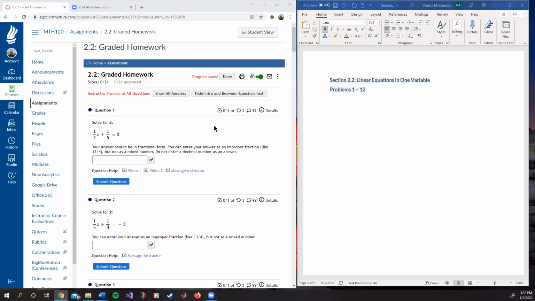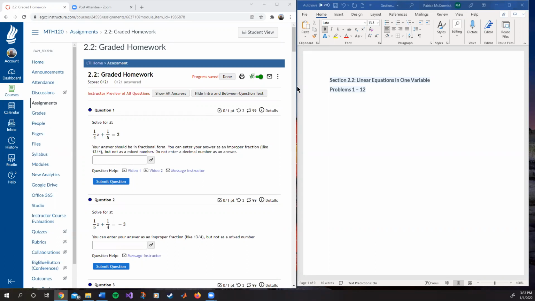Okay, class, so this is section 2.2 graded homework. Now this section actually has 21 problems, so we're going to break this apart into two sections. This video is going to take care of problems 1 through 12, and then part 2 will take care of problems 13 through 21. These problems will be similar to the ones you have on your homework. They won't be exactly the same. Everyone's homework is slightly different, but they will have the same general flavor. So let's look at these problems.